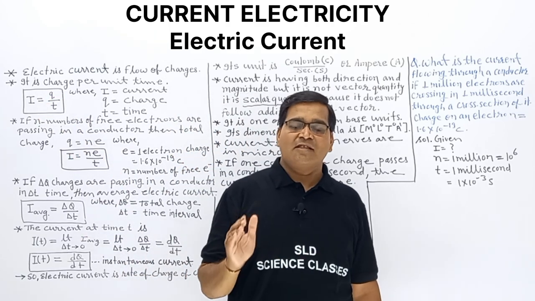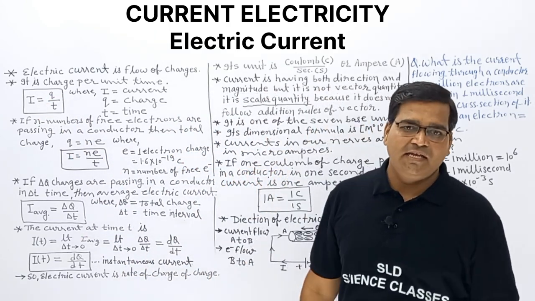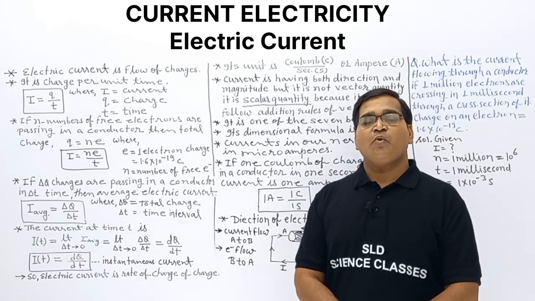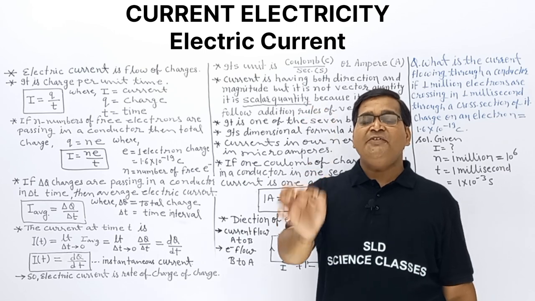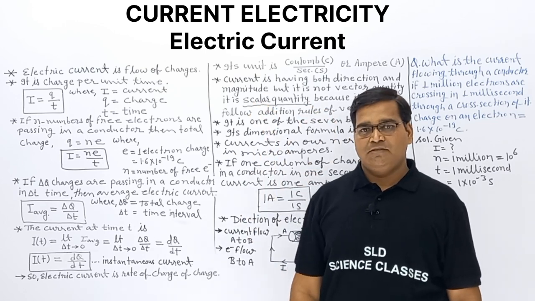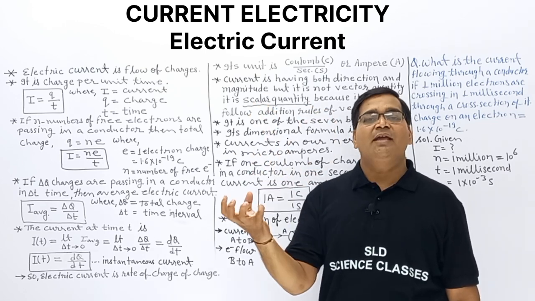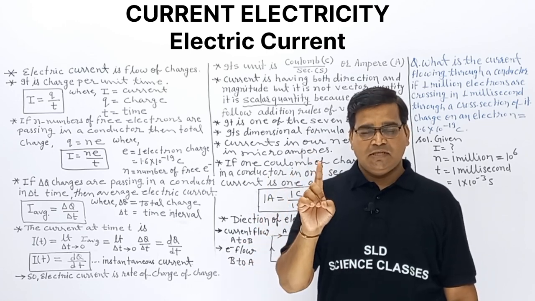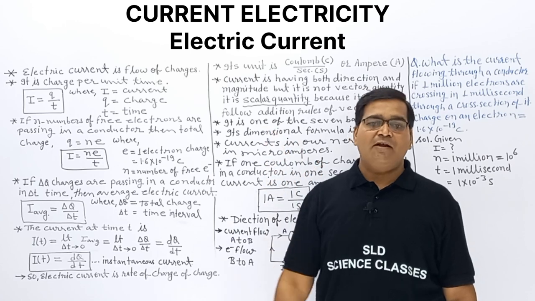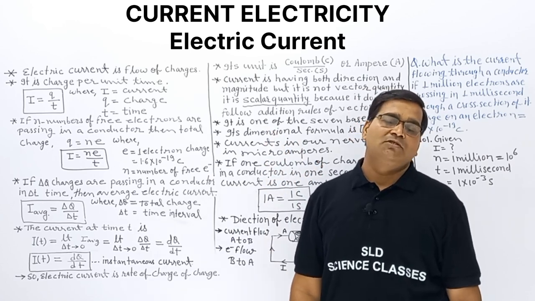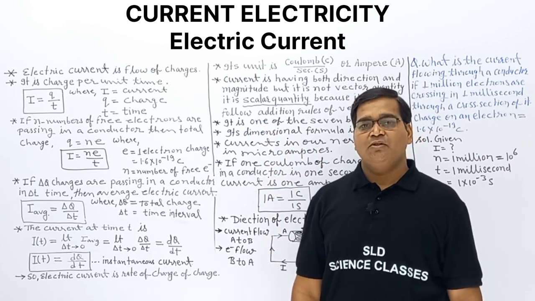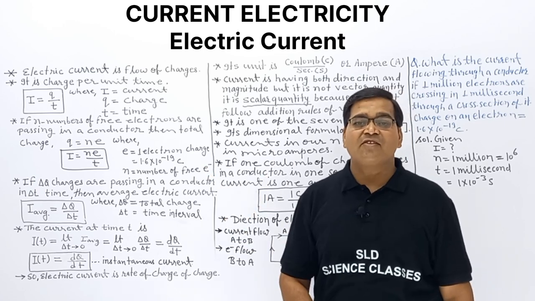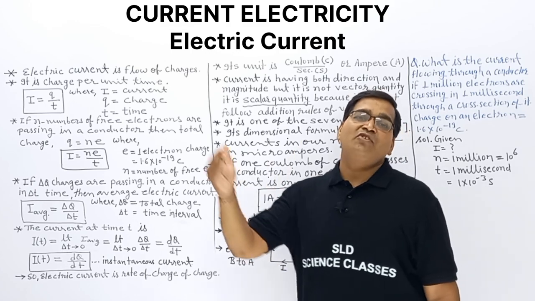Charge we will discuss separately, but I am just giving some basic idea. Charge is deficiency of electrons in a body. If you have any object or conductor, a deficiency of electrons in it is charge. If a body is negatively charged, it means it gains electrons.